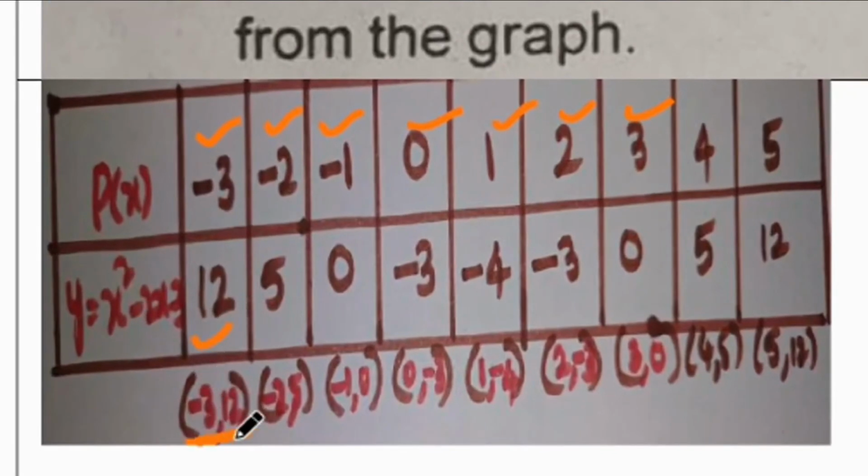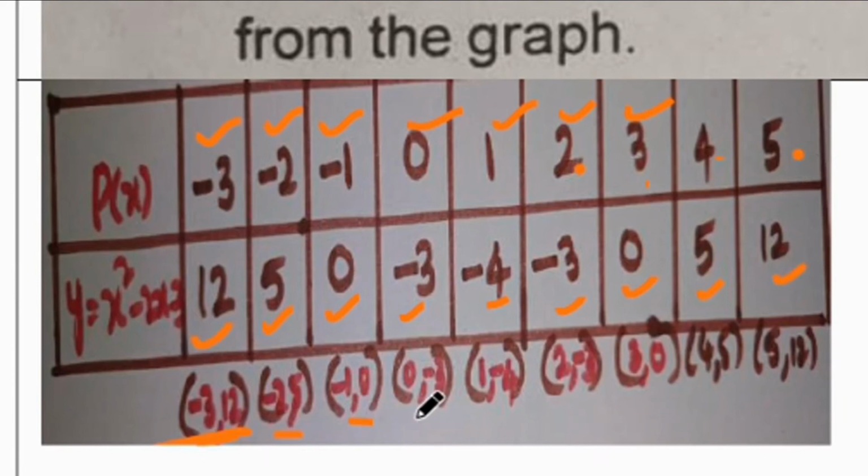So minus 3, 12 will be one point. Similarly, when I take x value as minus 2, y will be 5. The procedure will be like this, students. When you take x value as minus 1, y will be 0. When you take x as 0, y will be minus 3. x is 1, y is minus 4. x is 2, y is minus 3. x is 3, y is 0. x is 4, y is 5. x is 5, y is 12.